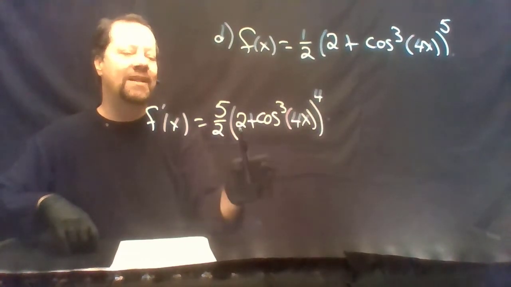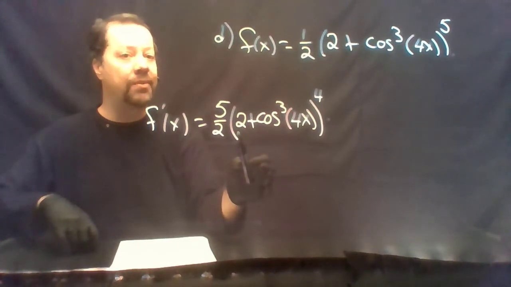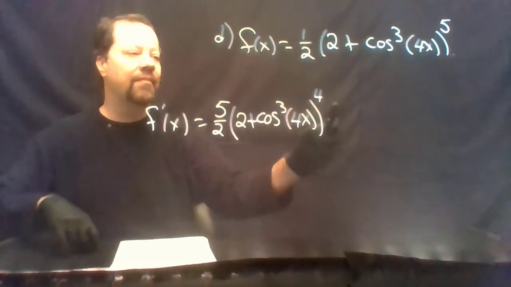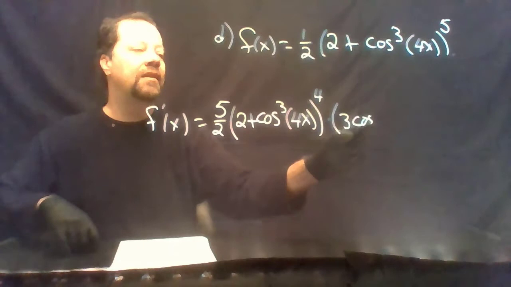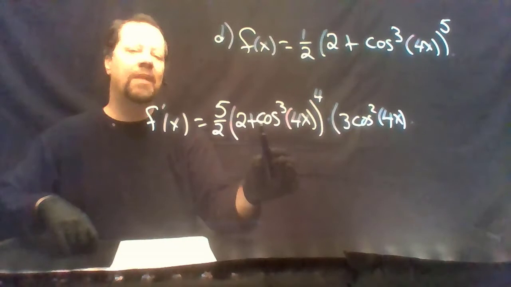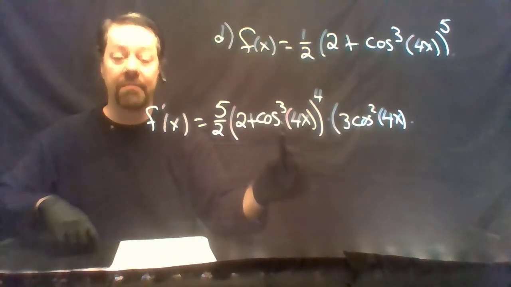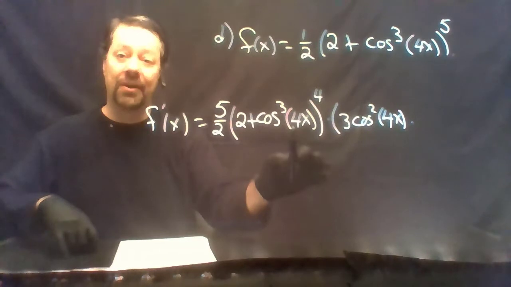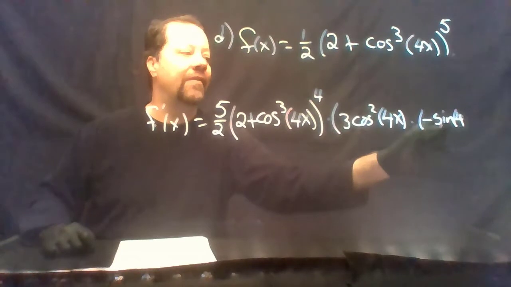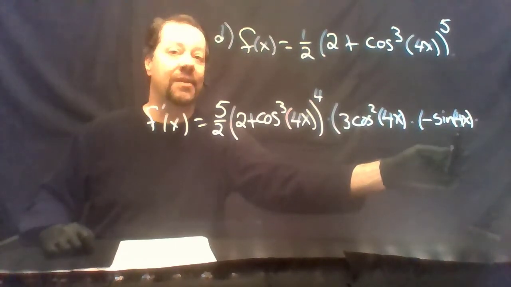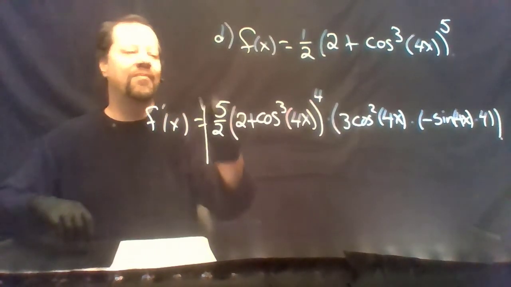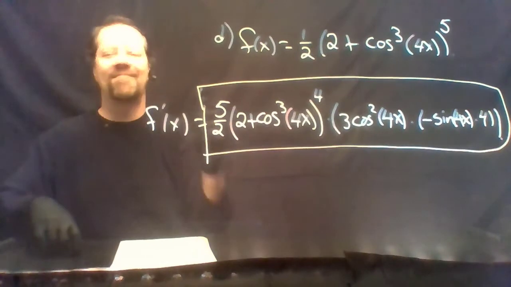Now, when taking the derivative of the inside, the derivative of 2 is of course 0. The next thing that needs to be addressed is the cube. So we're going to have 3 times cosine squared of 4x. But then we have to multiply by what is being cubed. We need to multiply by the derivative of cosine of 4x. That's going to be minus sine of 4x, and then times the derivative of 4x, which is 4. Box it. Don't simplify. You're done.